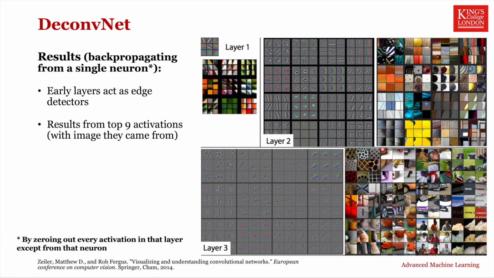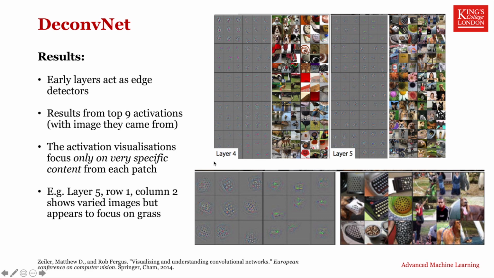These show that early layers act as edge detectors. Intermediate layers seem to be detecting more complex textures, and later layers detect whole objects, noting that the features themselves are tuned only to focus on very specific content from an image patch. For example, here, for layer 5, row 1, column 2, the images themselves seem to be all very different, but the feature itself appears to be focusing on the grass.